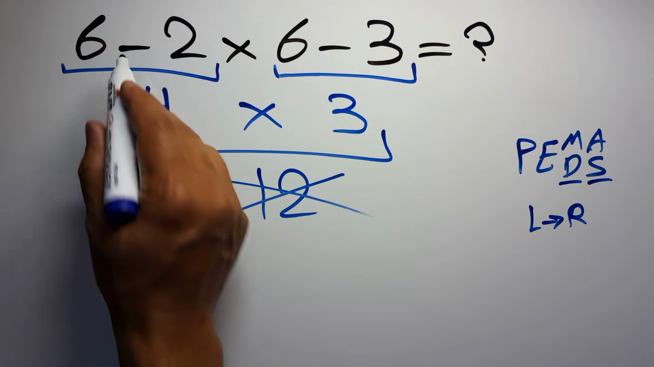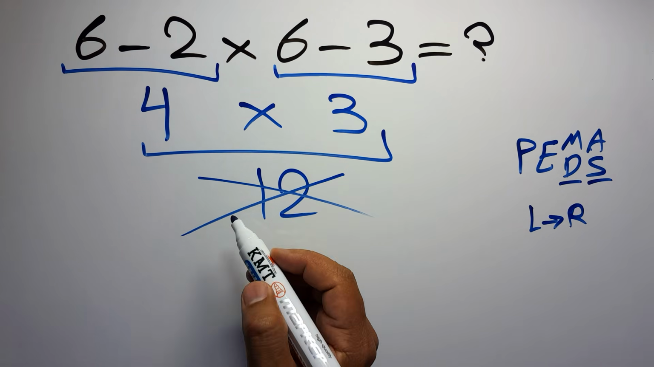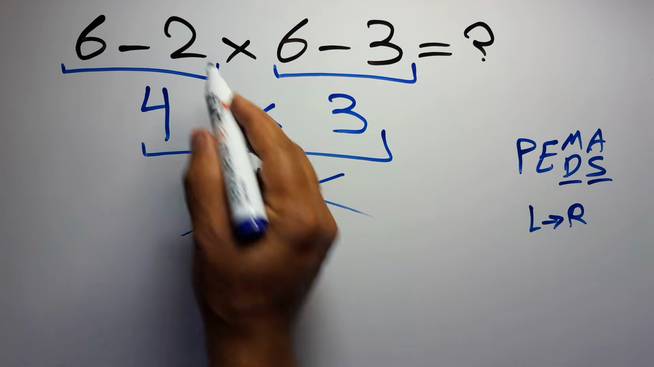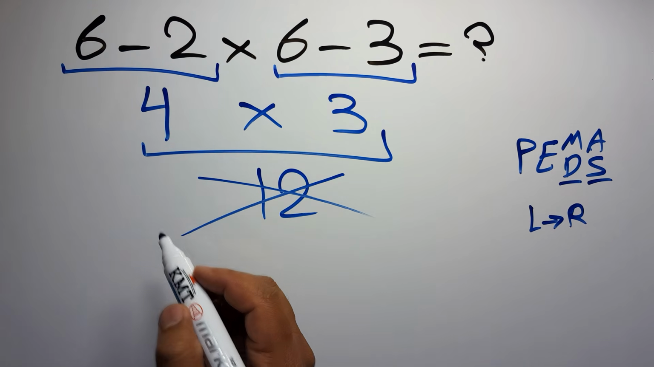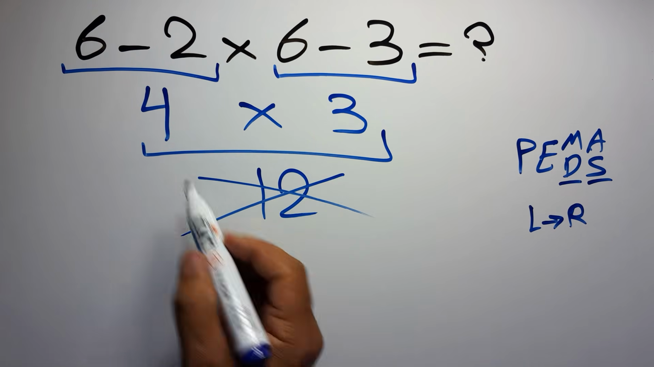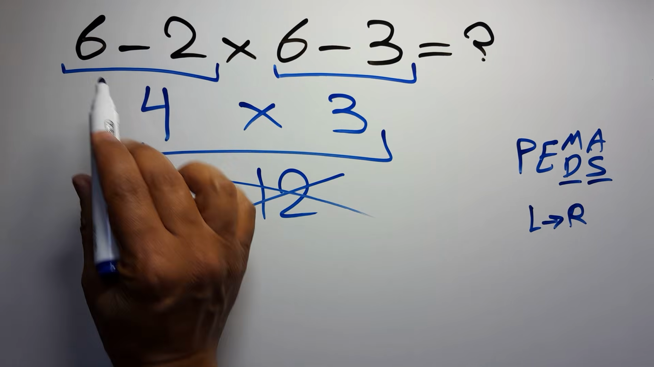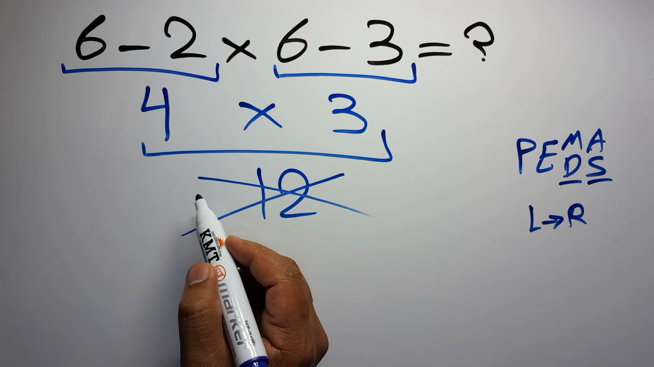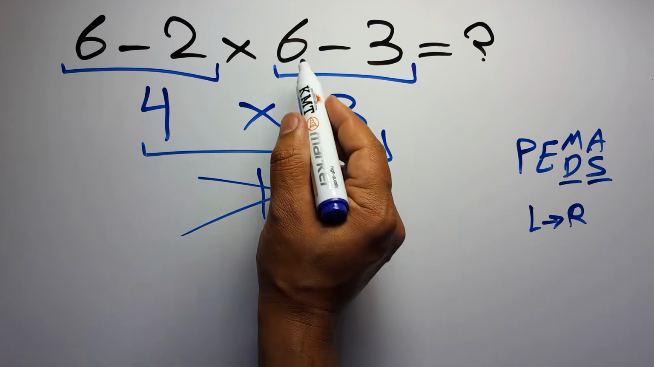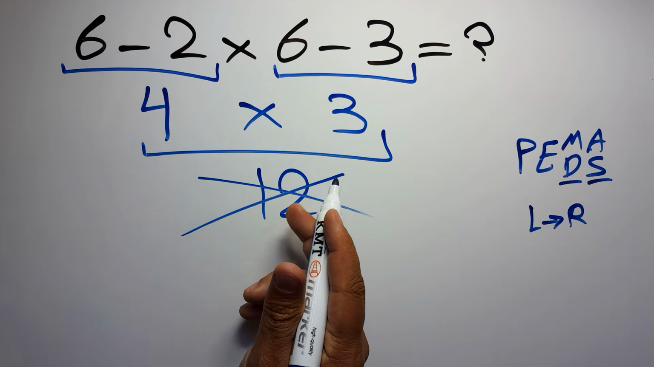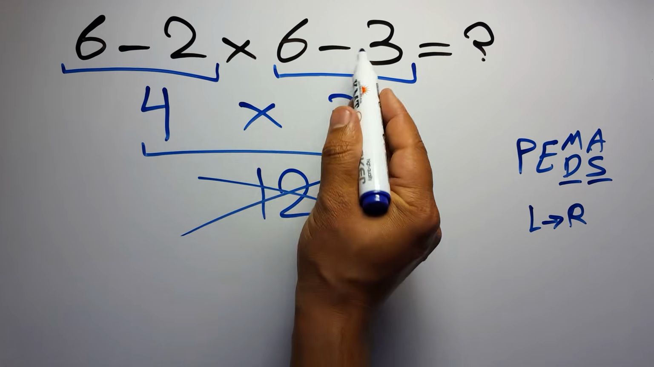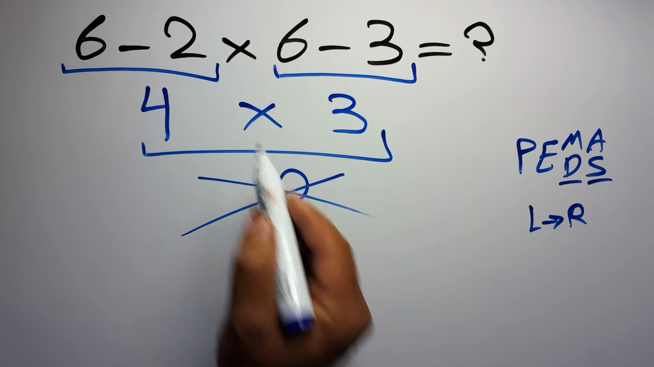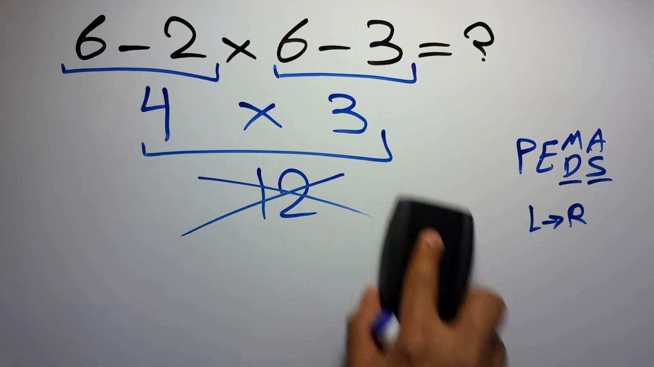In this expression we have 2 subtractions and 1 multiplication. According to PEMDAS, multiplication has higher priority than subtraction. And when we have more than 1 subtraction in an expression, we have to work from left to right. So therefore, first we have to do this multiplication, then this subtraction, and finally this subtraction. If we do this subtraction or this subtraction before this multiplication, it is wrong.